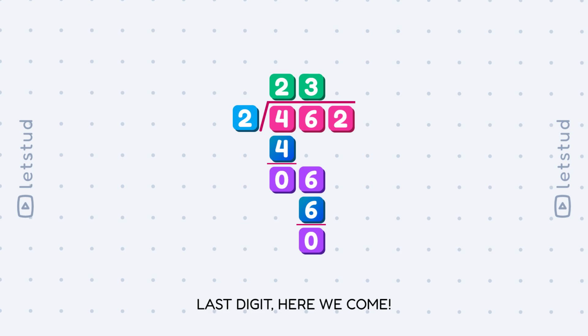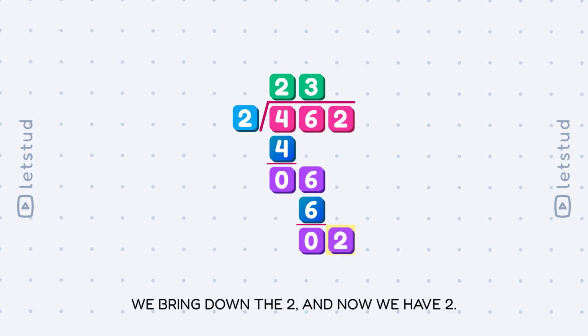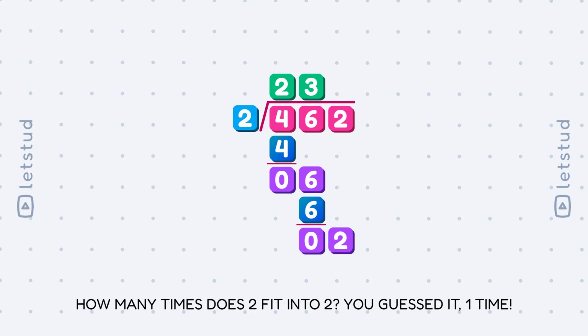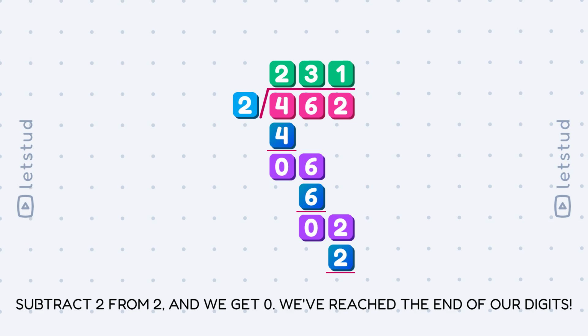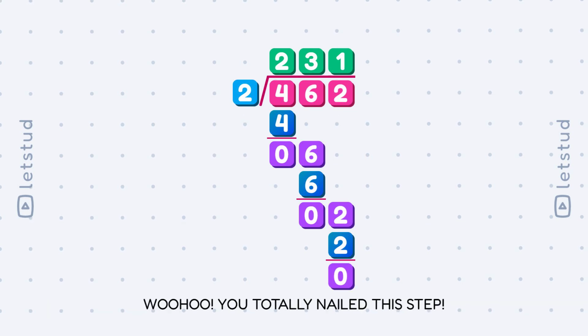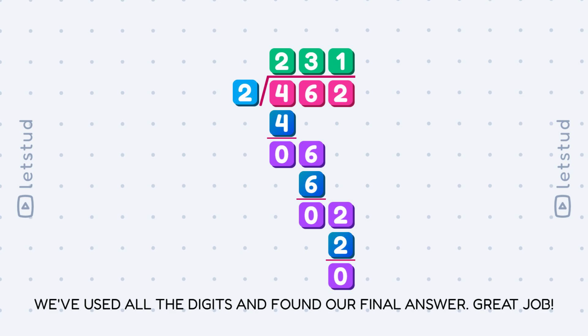Last digit, here we come. We bring down the 2, and now we have 2. How many times does 2 fit into 2? You guessed it, 1 time. Check it out, 2 times 1 is 2, exactly right. Subtract 2 from 2 and we get 0. We've reached the end of our digits. Woohoo, you totally nailed this step. We've used all the digits and found our final answer.